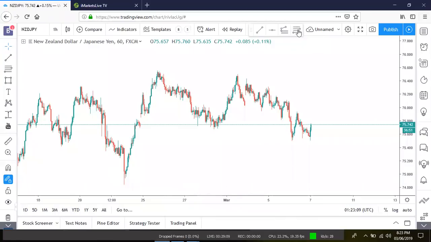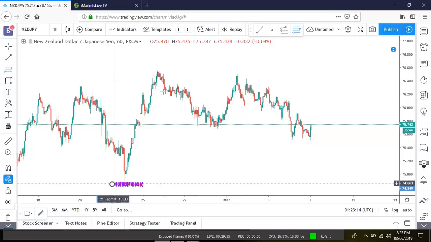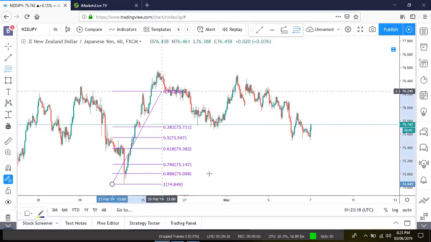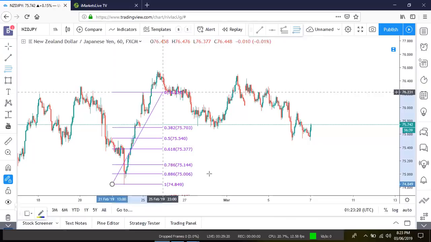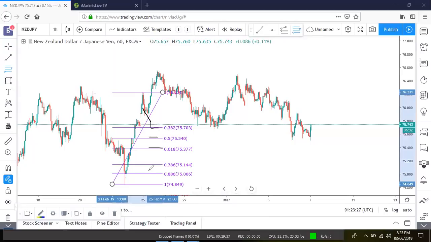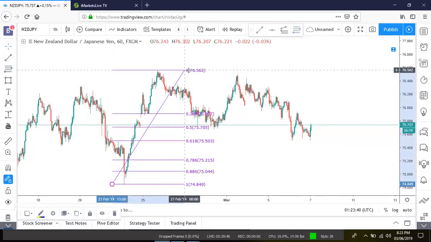I'll take my fib from this level of support up here to this level of resistance. It never pulled back and gave me any type of retracement level. It didn't touch none of my retracement levels, okay? It stopped right here. So what I would do is now take my fib to my new level of resistance.